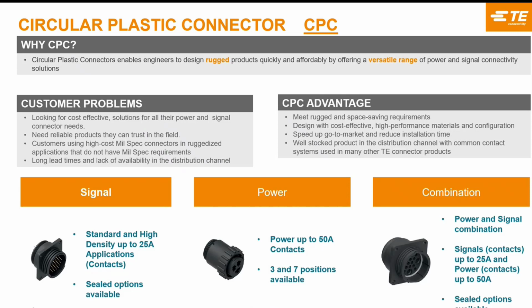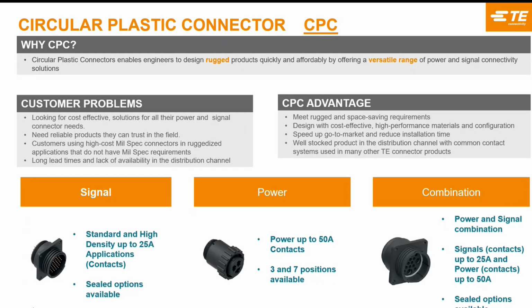So the customer's problems, or the pain points that we can solve with this portfolio, are basically the cost or the price, and reliable products that they can trust in the field. And as I mentioned also, the high cost mil-spec connectors: customers that do not necessarily have those mil-spec requirements can switch to the mil-style CPC connectors. And last but not least, a very intense problem nowadays, the long lead times and the lack of availability, specifically in the distribution channel.